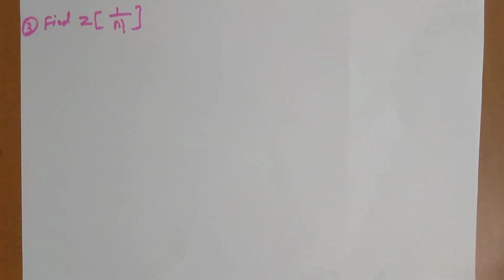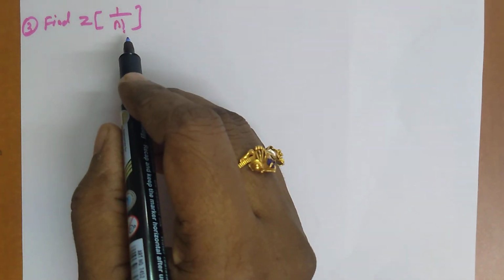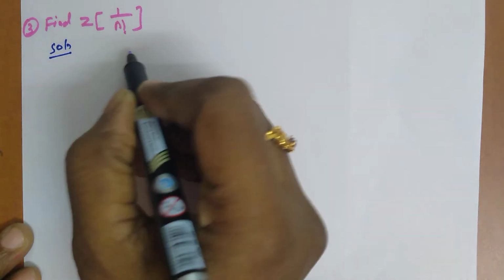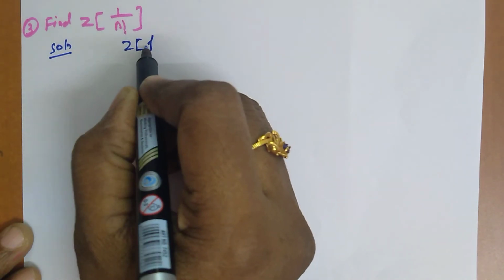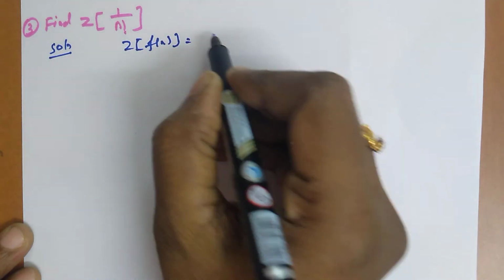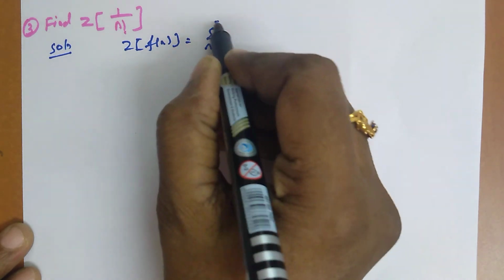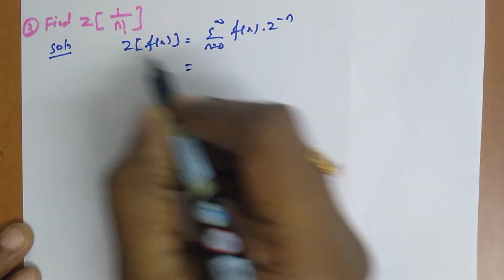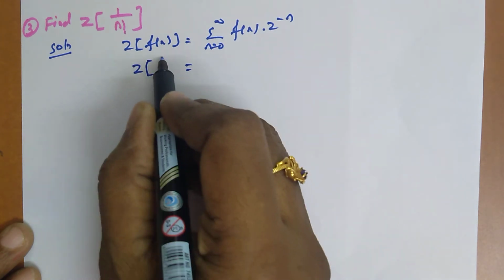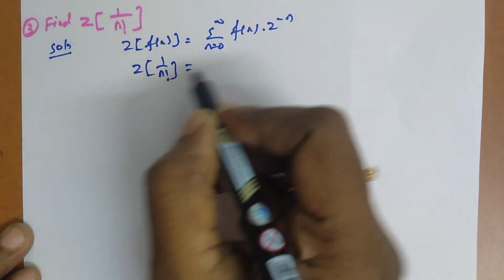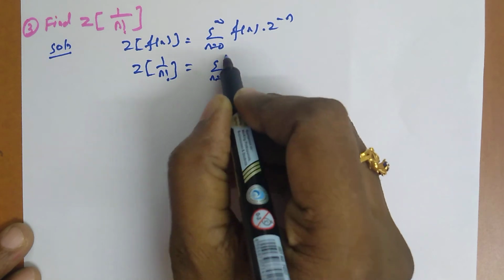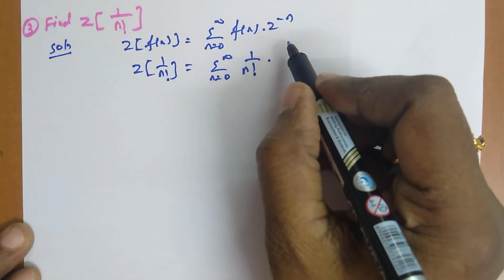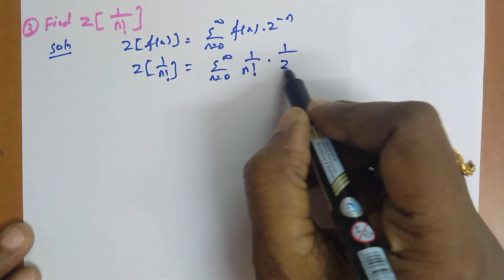Now the third problem, find z of 1 by n factorial. As we know very well, z of f of n is equal to sigma n equal to 0 to infinity f of n z power minus n. Now the given f of n is 1 by n factorial. So sigma n equal to 0 to infinity 1 by n factorial, and z power minus n can be written as 1 by z power n.